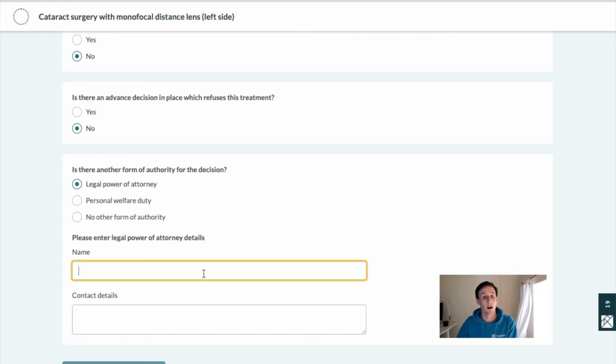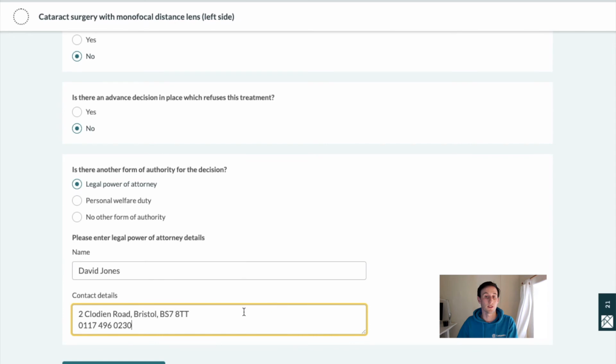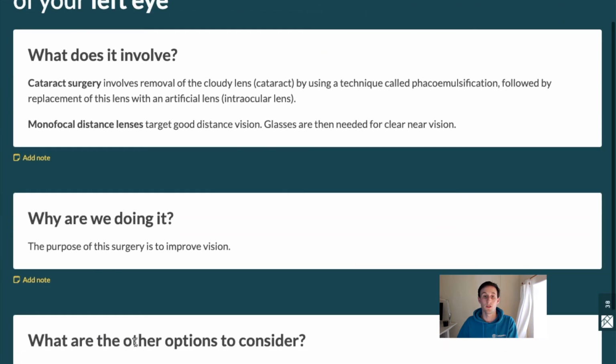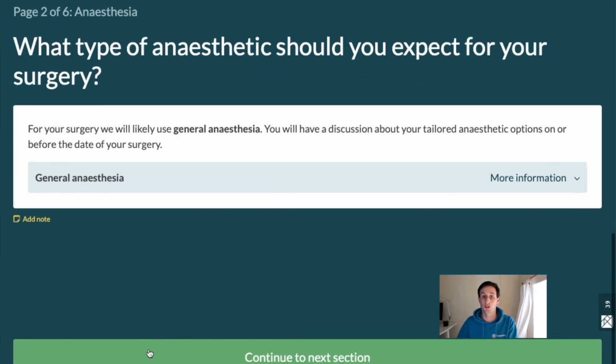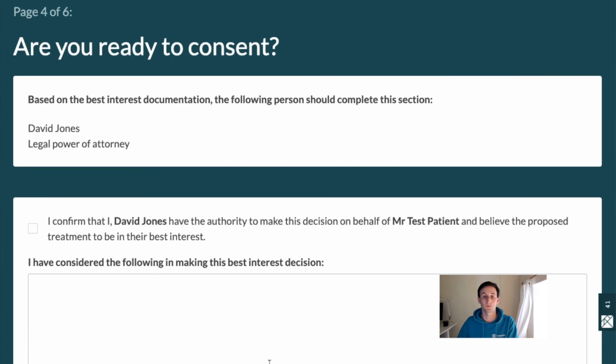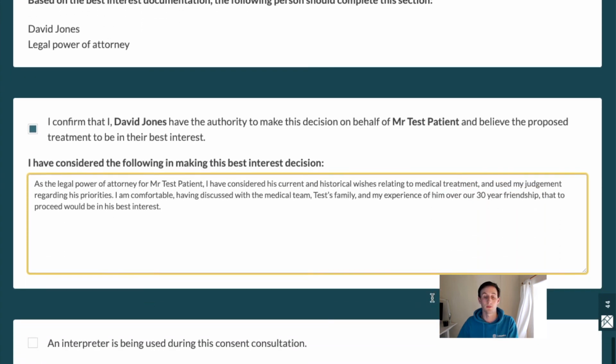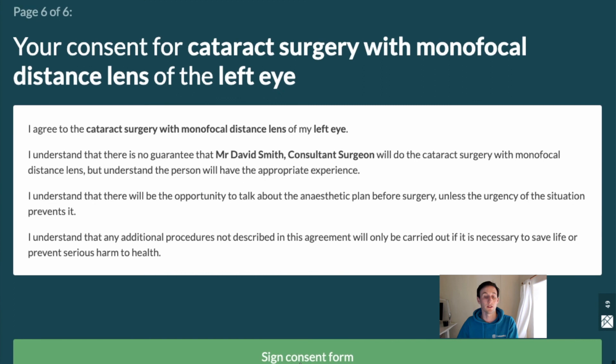Where there's a legal power of attorney appointed, their details are documented, and Consult View can then be used as usual to structure the consent conversation. For the consent flow, the legal power of attorney then confirms that they have the authority to make the decision on behalf of the patient and documents what they have considered in making the decision.